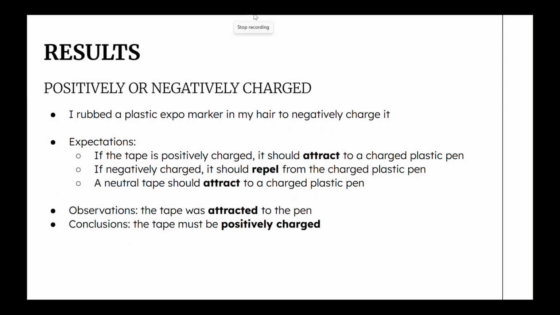a pair of scissors. To find out if the tape is positively or negatively charged, I tested it with a negatively charged plastic pen. If the tape is positively charged, it should attract to the pen. If negative, it should repel, and if neutral, it should also attract. I observed that the tape was attracted to the pen, meaning the tape must be positively charged.